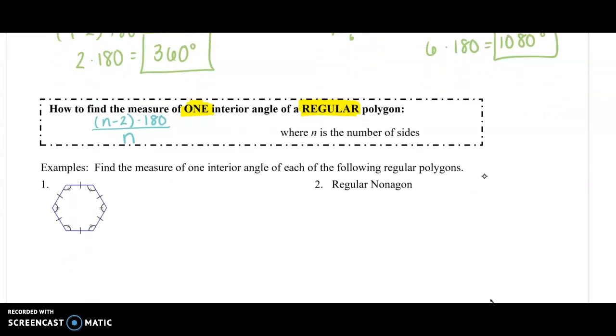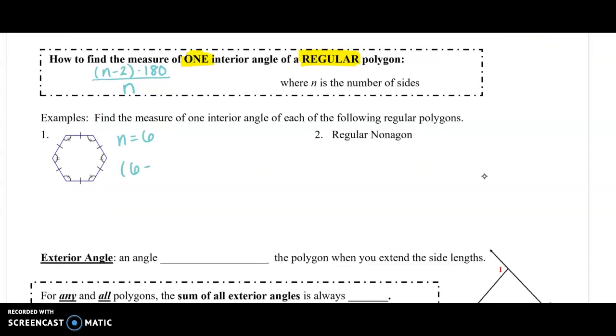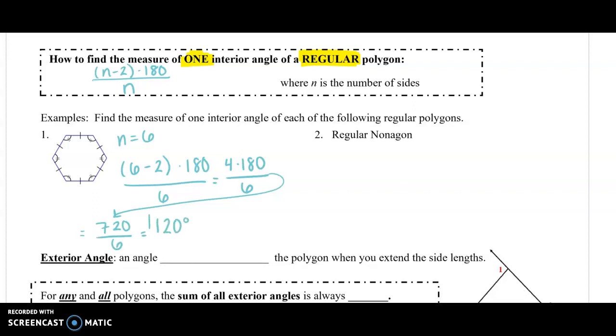So we can see that it's regular. All the angles are marked equal, all the sides. This is a hexagon, so n is going to be equal to 6 here. So for this problem, I'm going to do 6 minus 2 times 180, all divided by 6. So 6 minus 2 is 4 times 180 divided by 6. So bring this down here. 4 times 180 is 720, divided by 6 means that each interior angle is 120 degrees. Each one. That's 120, that's 120. All of them are 120. Okay?